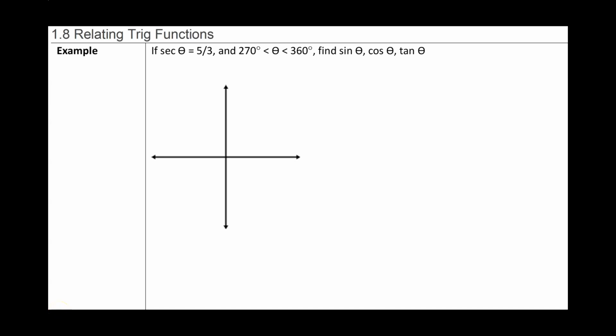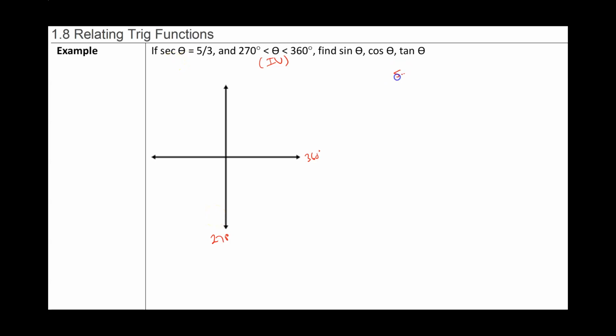So 1.8 is pretty much review, and it's a very quick section. The first one says if secant of theta is 5/3 and theta is between 270 and 360, which means it's in quadrant 4, right? Because this is 270 and this is 360, so theta has to be in quadrant 4. You want to find sine, cosine, tangent.